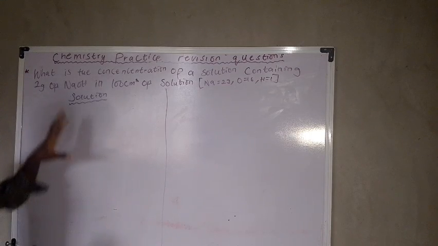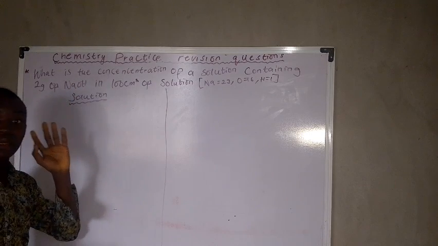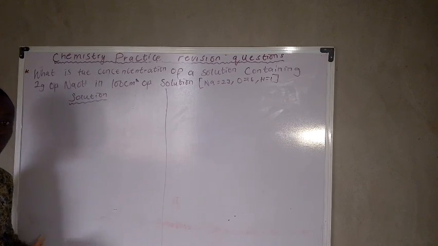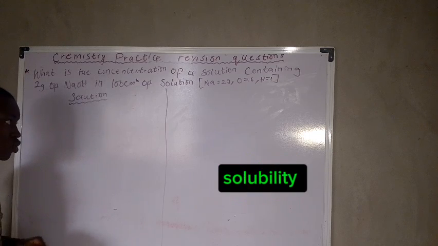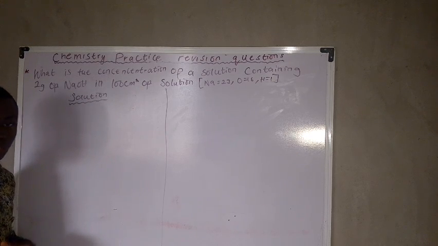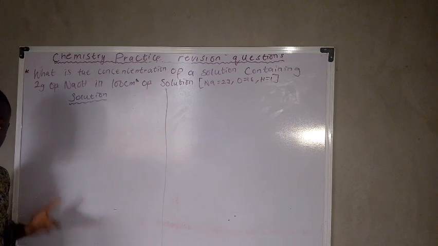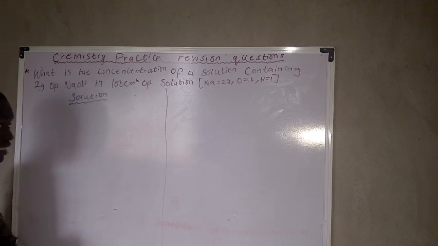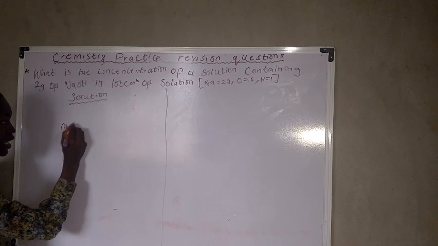Now, this particular question is from a special topic in chemistry named solubility. Now let's move on. We have different ways by which we can express solubility. We can express solubility in moles per dm cube.